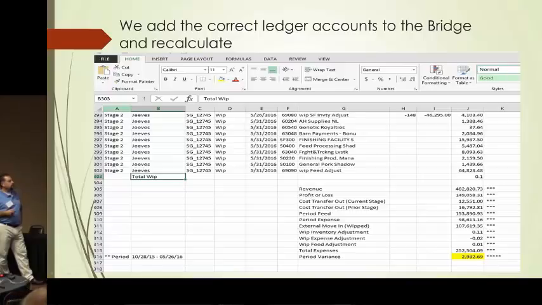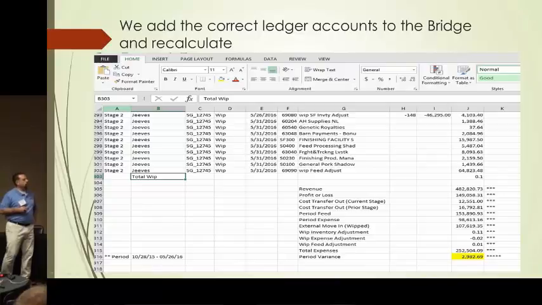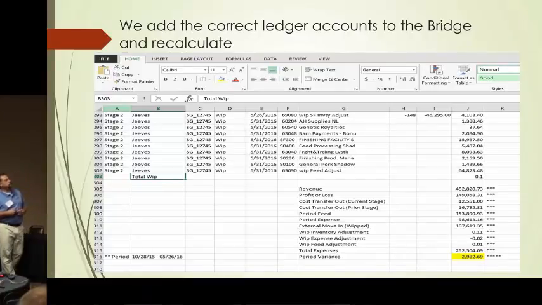Our cost of transfer pigs, the prior stage, stayed the same, and the current stage actually went up a little bit, which makes sense because we had expenses that weren't being whipped. So when we whipped them, the cost per animal went up. Our period expense, 98,000, I believe it was 964, went up some due to those 2 shadow accounts that weren't whipping. And our external move-in now is 107,000 versus 104. So all in all, we went from a negative 15,000 to a positive $2,982.